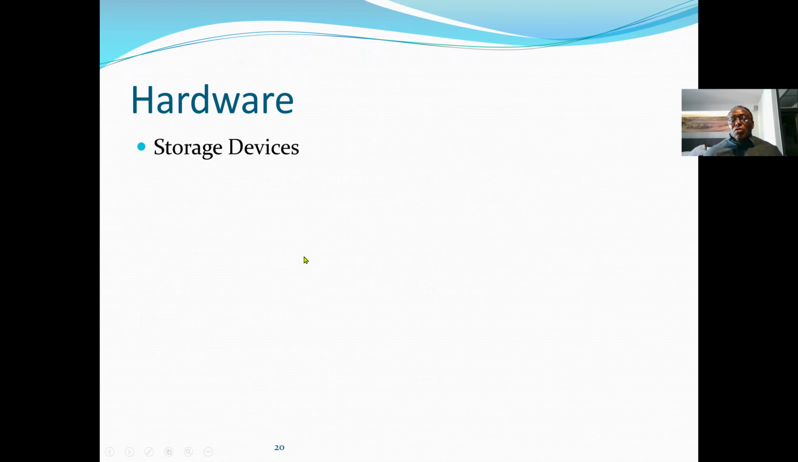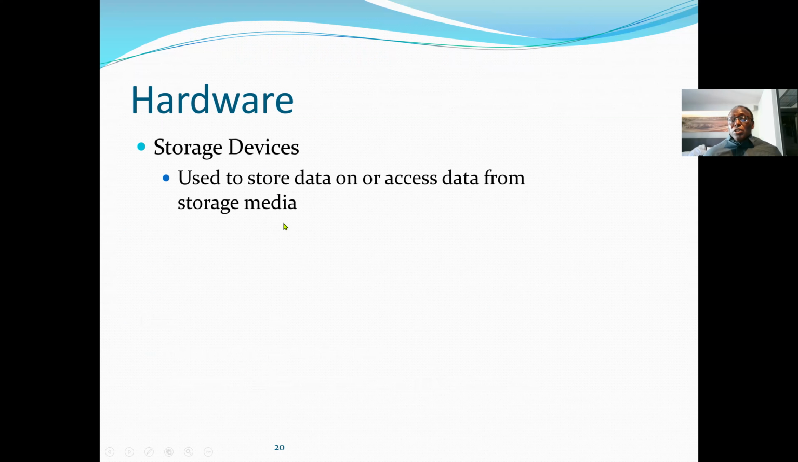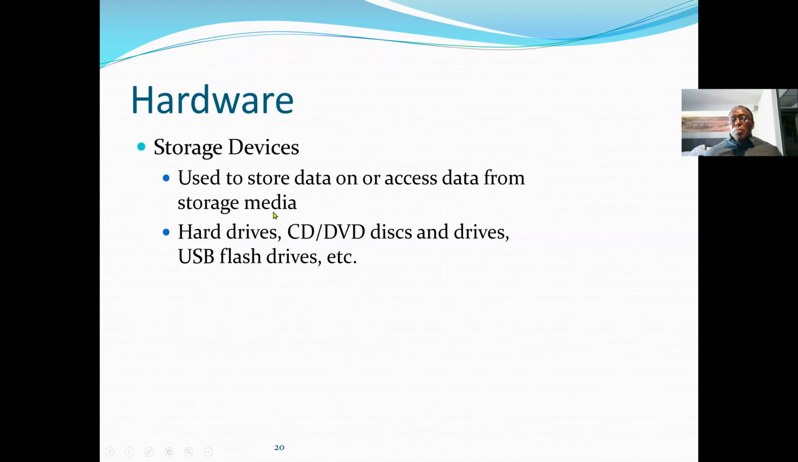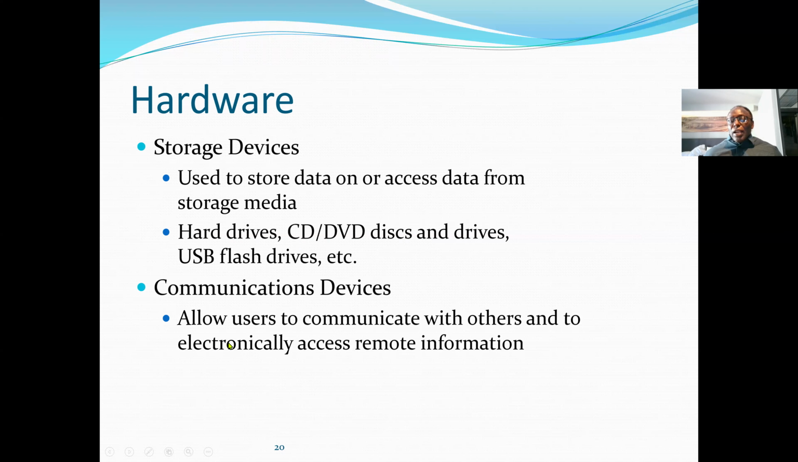And also the storage devices, we mostly use the hard drive or the flash drive. Data is stored permanently. Examples would be the CD, DVD, USB flash drives. These are all permanent storage devices. A communication device allows users to communicate with others and to electronically access remote information. And modems are the best example.